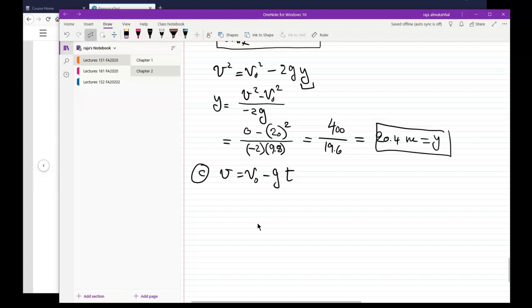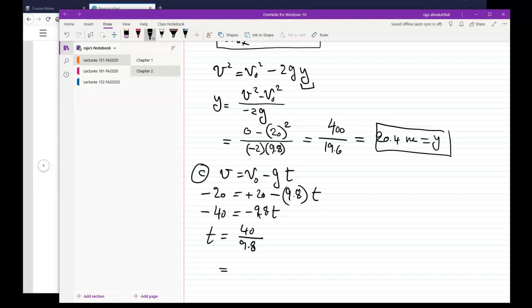Here I have the velocity at the level of the thrower, negative 20, equals positive 20 minus 9.8 times t, the time. Then we do the calculation. You take that positive 20, move it to the other side, it becomes negative 40 equals minus 9.8 t. The minuses cancel out, so the time is going to be 40 over 9.8. 40 divided by 9.8 equals 4.08, as we predicted. 4.08 seconds. Got it?